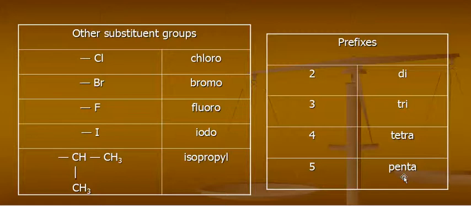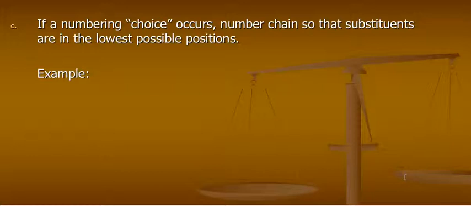Here are some other substituent groups if they're bonded to the longest chain. And the prefixes. If you have more than one substituent group, we're going to use prefixes: di, tri, tetra, and penta. If a numbering choice occurs, we're going to number the chain so that the substituents are in the lowest possible positions. For example, let's say we have this compound right here. And again, I'm not drawing the hydrogen. We assume they're there because carbon always forms 4 bonds.